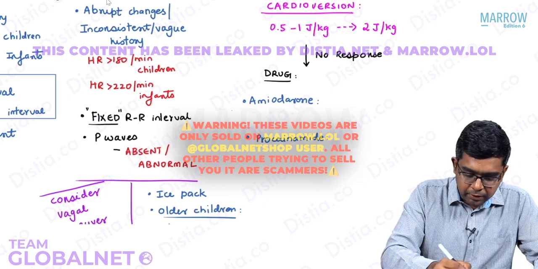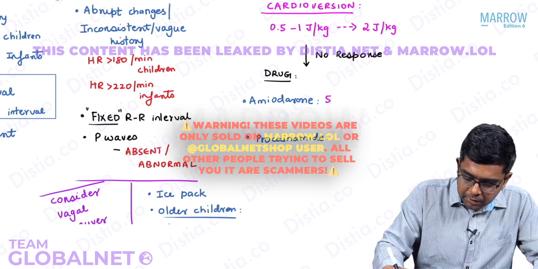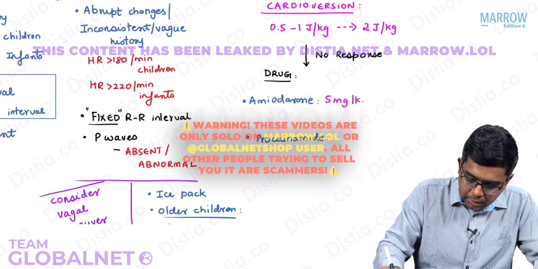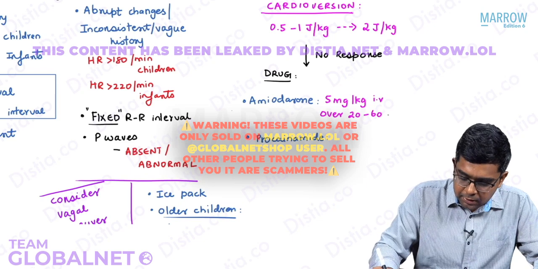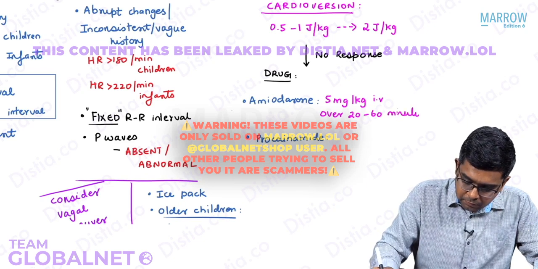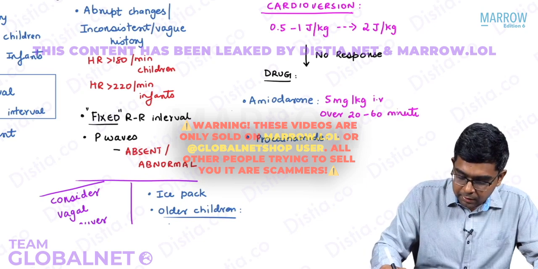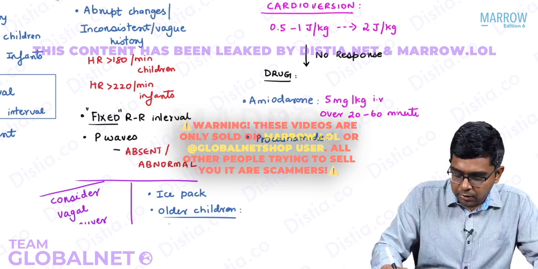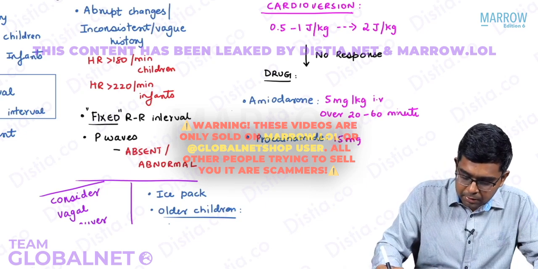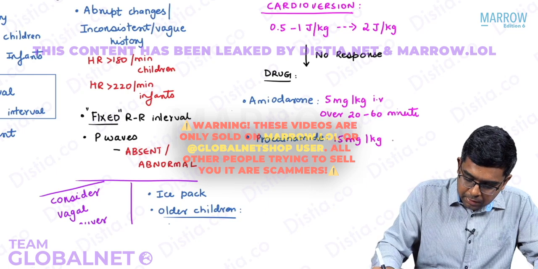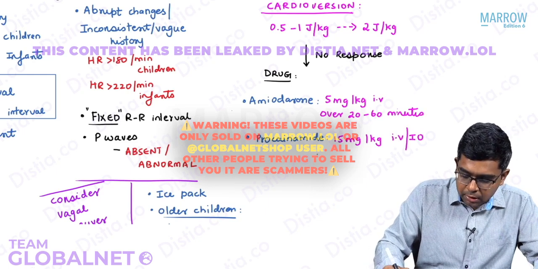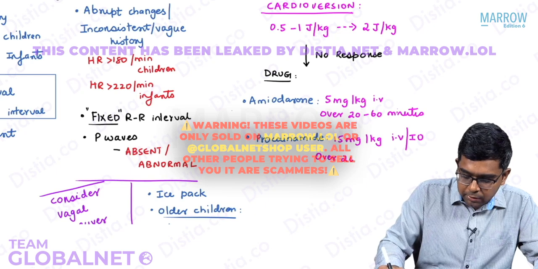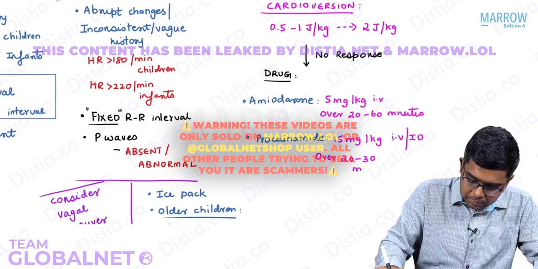Amiodarone is usually given in the dose of 5 milligram per kilogram IV over 20 to 60 minutes. Whereas procainamide is given in a slightly higher dose of 15 milligram per kilogram. It can be given intravenous or intraosseous, very important, and over a period of 20 to 30 minutes.